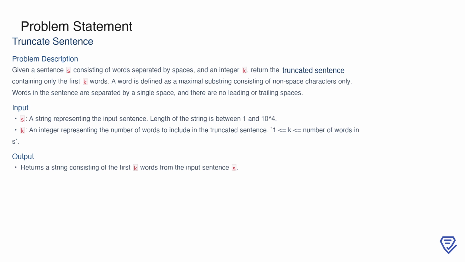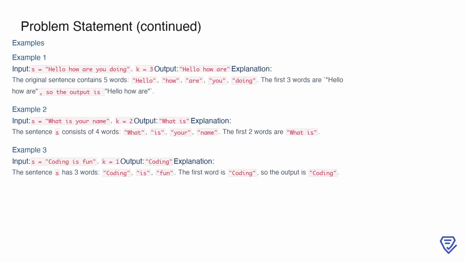For instance, if S is a string of length between 1 and 10,000 characters, and k is an integer between 1 and the number of words in S, you need to extract and return the first k words from S as a single string. To make this clearer, let's look at some examples.